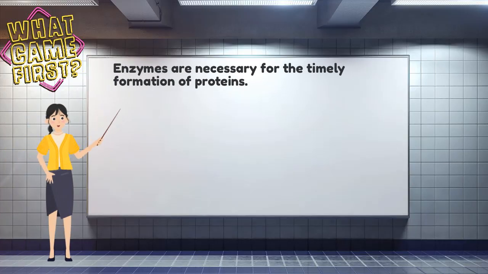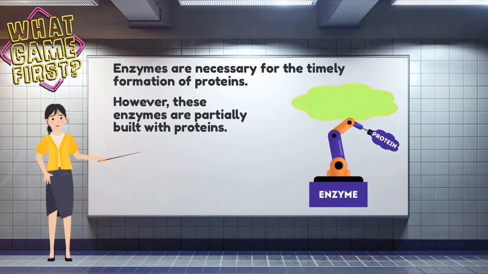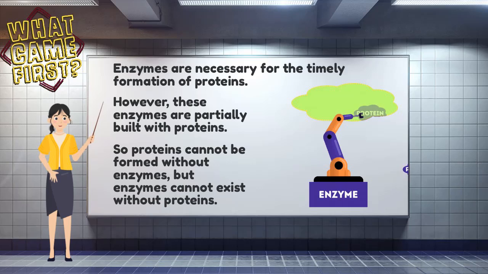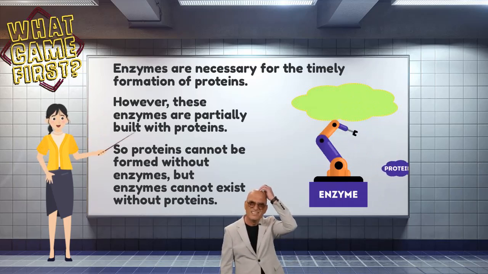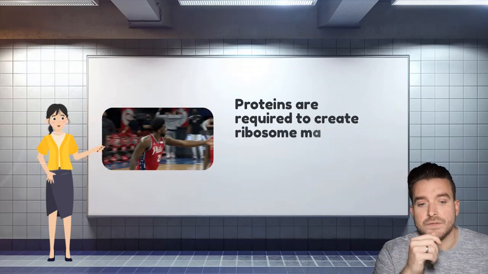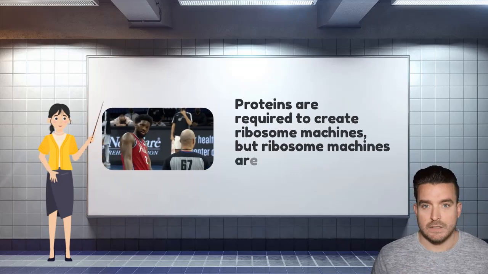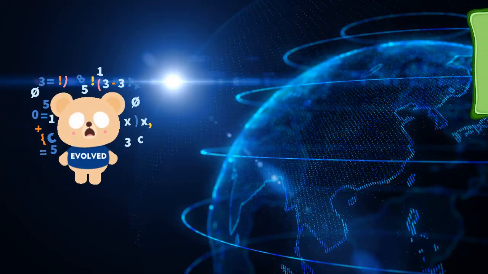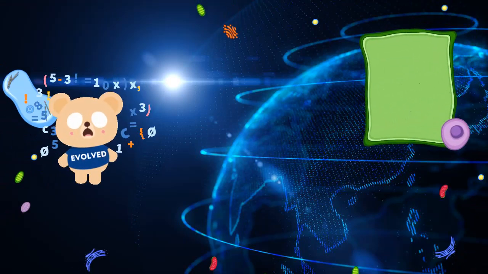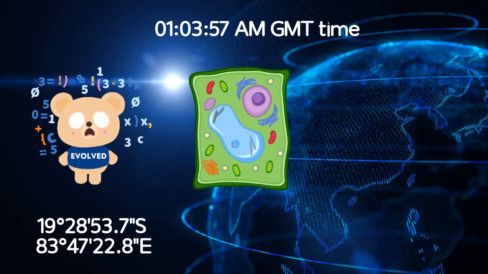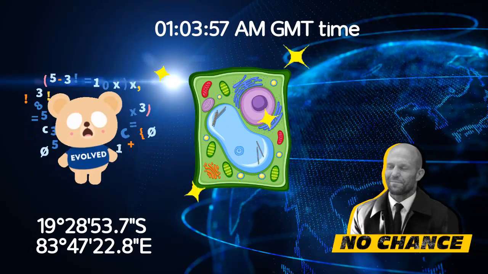Thirdly, enzymes are necessary for the timely formation of proteins. However, these enzymes are partially built with proteins, so proteins cannot be formed without enzymes, but enzymes cannot exist without proteins. Lastly, proteins are required to create ribosome machines, but ribosome machines are required to create proteins. Back to mathematics. The idea of having all of these components arriving together, at the same time, in the same place, joining together perfectly, is extremely improbable.